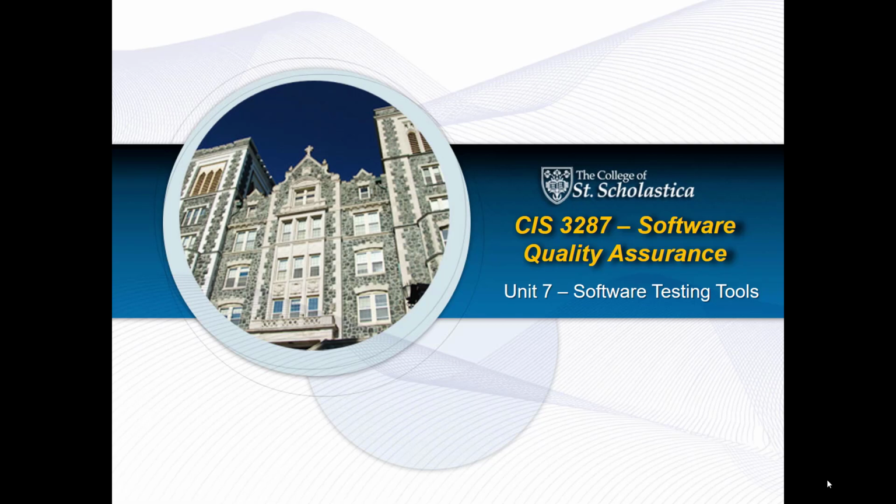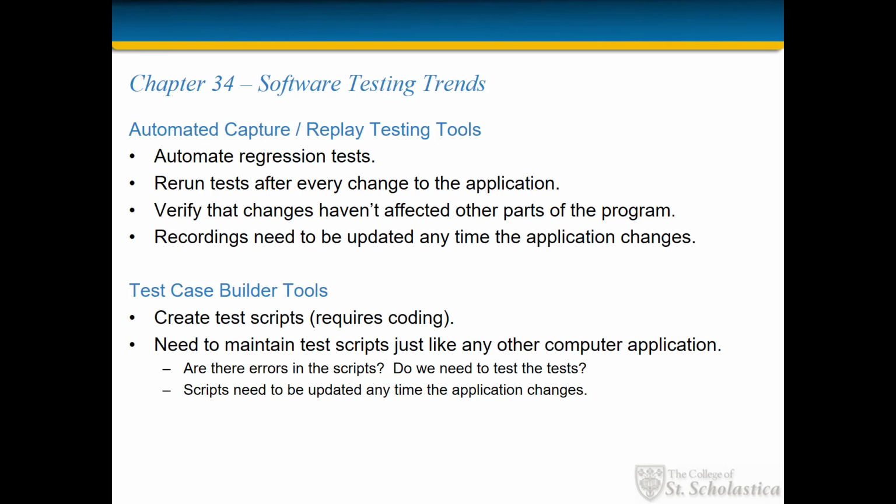Welcome to Unit 7 of Software Quality Assurance, Software Testing Tools. In this unit, we'll be talking about testing automation. So, a couple different types of testing automation. The first type is called a capture replay testing tool. And we'll be doing a little bit of this with Selenium in the lab for this unit.